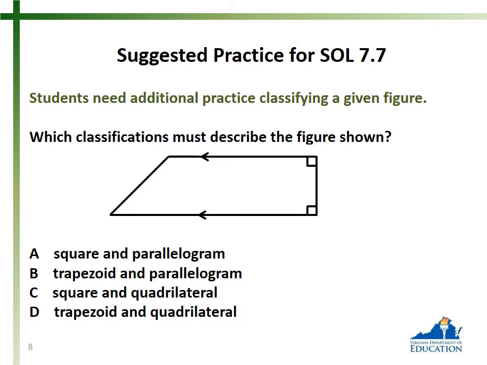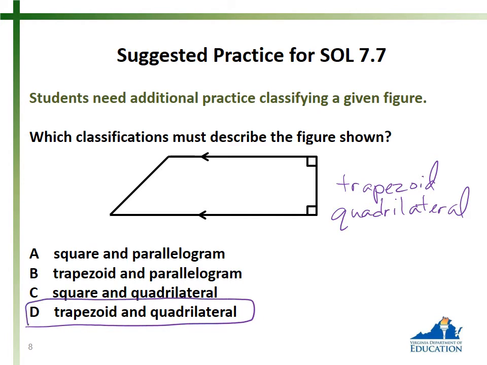So which classification must describe the figure shown? So here we have several options. So here I have one pair of parallel sides, so I can automatically say that this is going to be a trapezoid. And the only other classification for a trapezoid is a quadrilateral. So already those are the two that I'm looking for. It's going to give me option D.